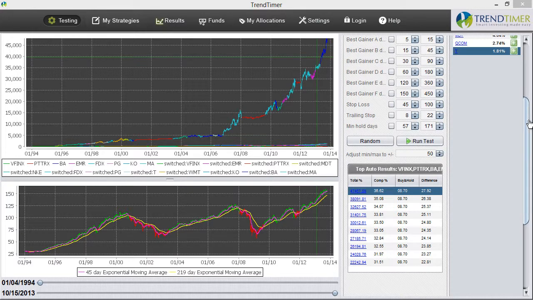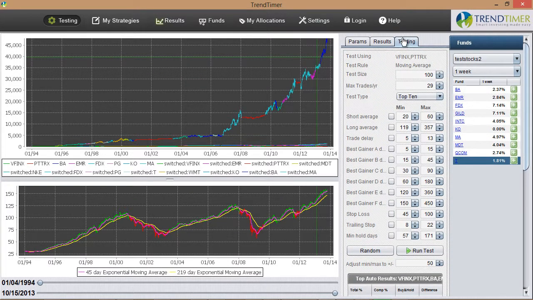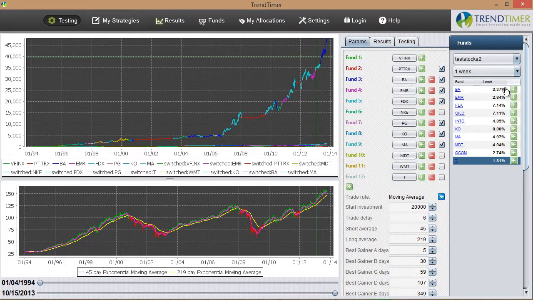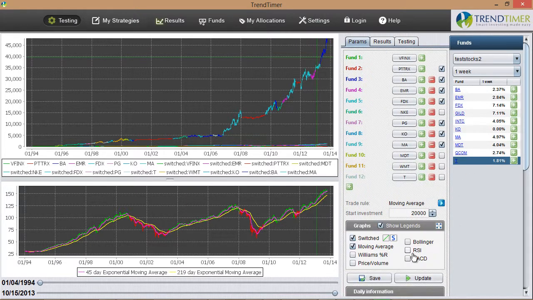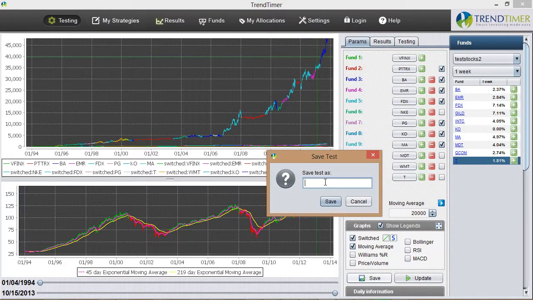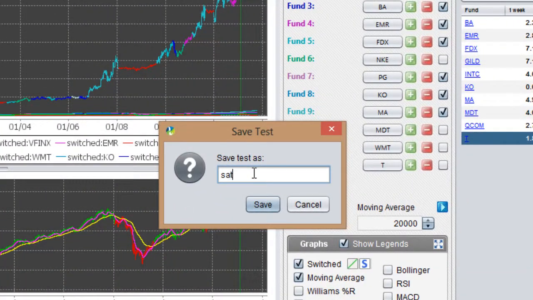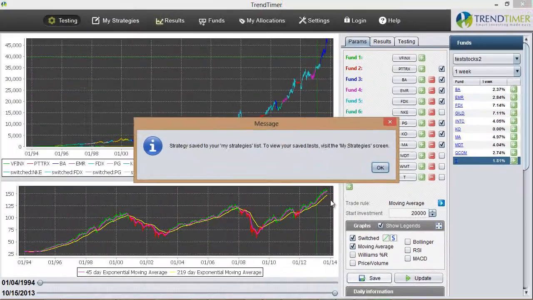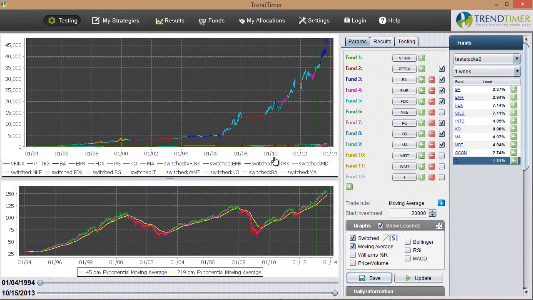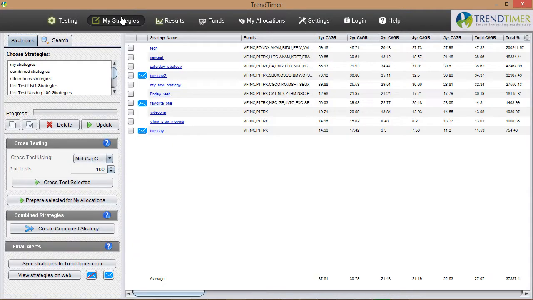To do this, I'll scroll back up here, go back to the param screen. I'm going to hide the parameters, and that will reveal the save button here. Now if you have a larger monitor, you won't have to deal with so much scrolling, but in order to make the video watchable, I had to kick the screen size down a bit, so that's why I'm scrolling so much. Anyway, I'm going to click the save button. I'm going to give it a name, so I'll just call it Saturday Strategy. Click Save.